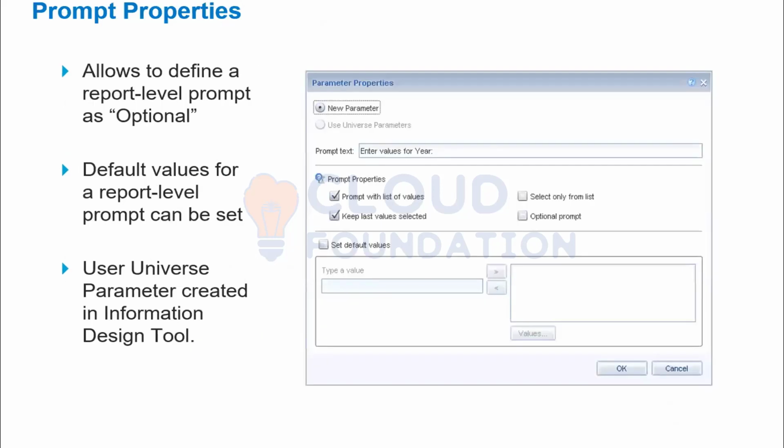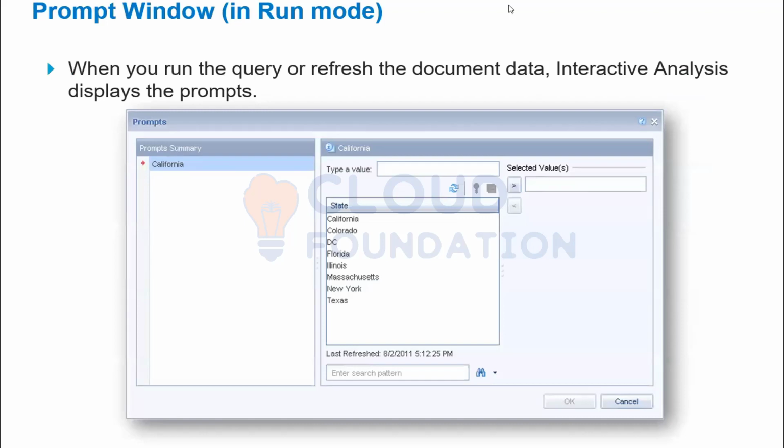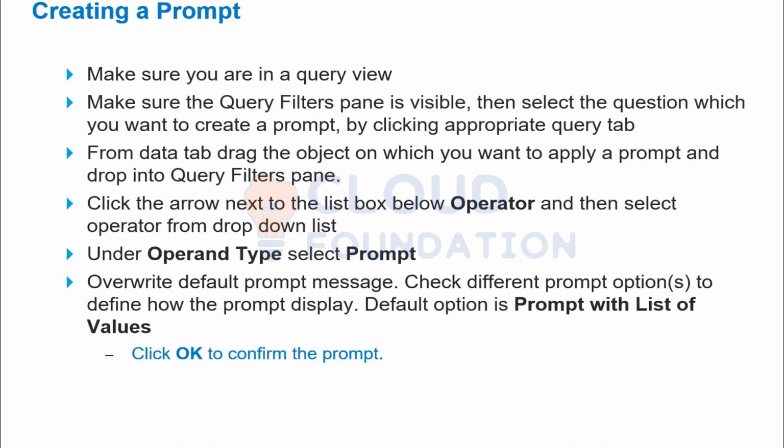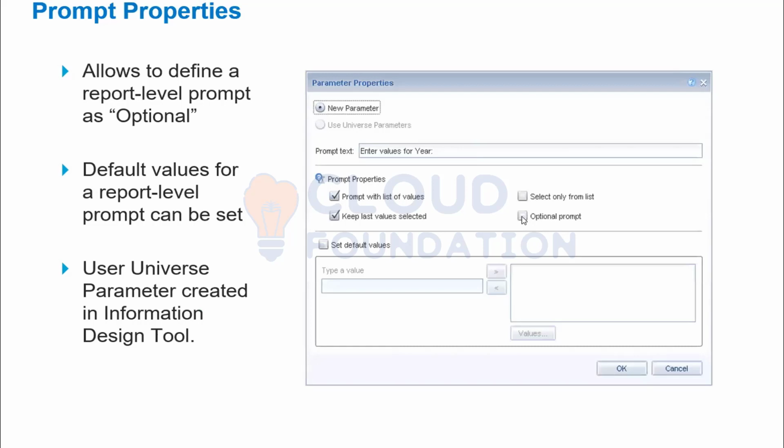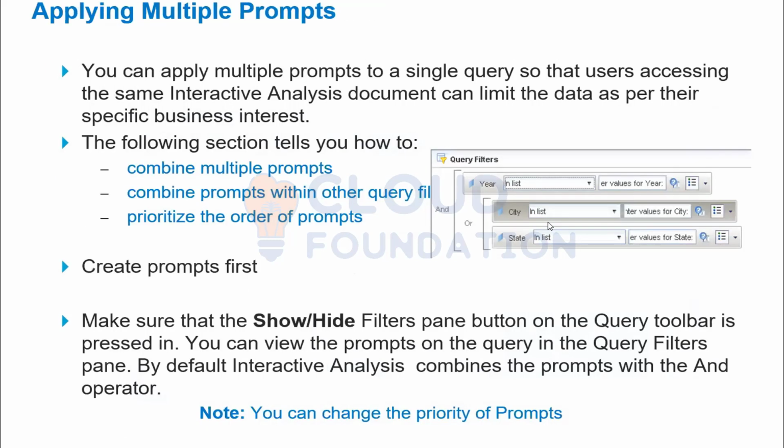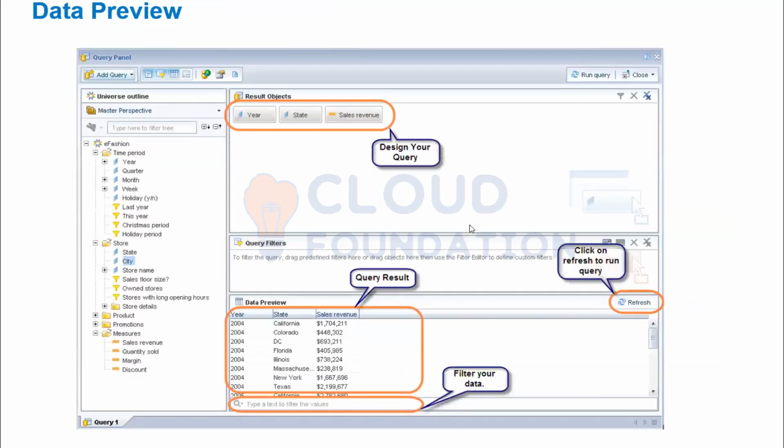How we can create prompts and the prompt properties. We have mandatory prompts and also optional prompts. If you check this under prompt properties as an optional prompt, you can give values or you can skip and run the report. If you don't check this option, it is always a mandatory prompt. How we can apply multiple prompts and how we can use AND or OR. These are the different options, as I just told you.